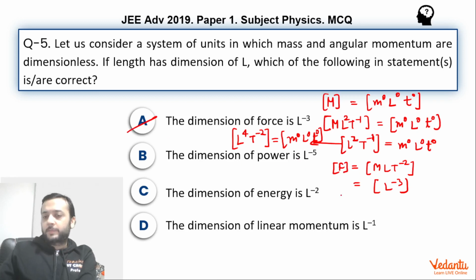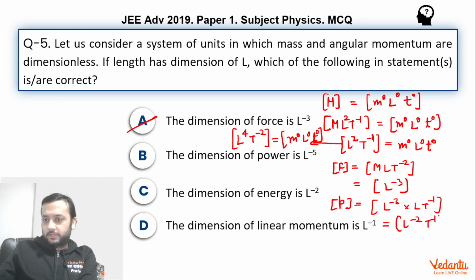Okay. If we talk about power, power is nothing but force into velocity. So I'm using small p for power. So force is L to the power minus 3 into velocity. Velocity is LT inverse, right? So we can see from here that this becomes L to the power minus 2 into T inverse, right? Now if you again see this equation, let me do it on the next slide.